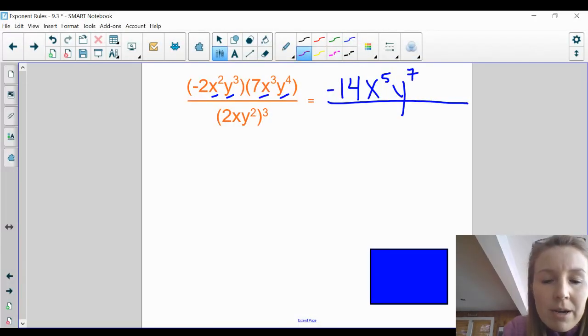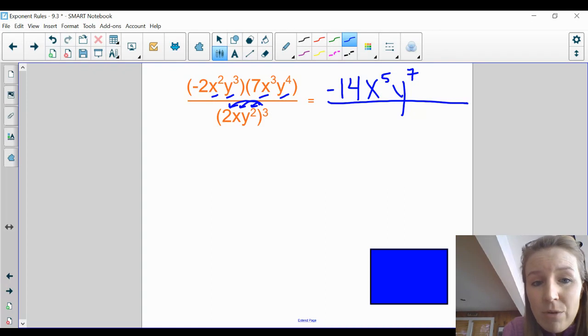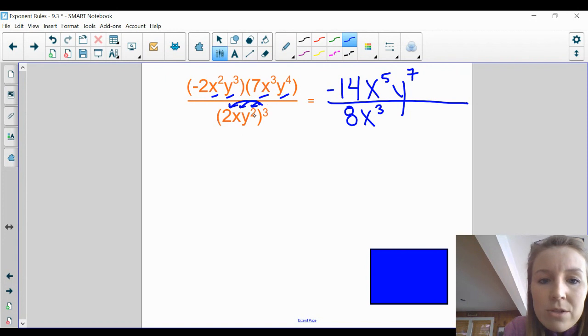Now we're going to work in the bottom here. I have this cubed that's outside, so I need to distribute it to everything inside my parentheses. Again, this is a bit of a toughie question because it's combining quite a few rules. So 2 cubed is going to get me to 8. X raised to the power of 3 is going to get me x cubed. And y squared, then raised to the power of 3, gets me y to the 6th.